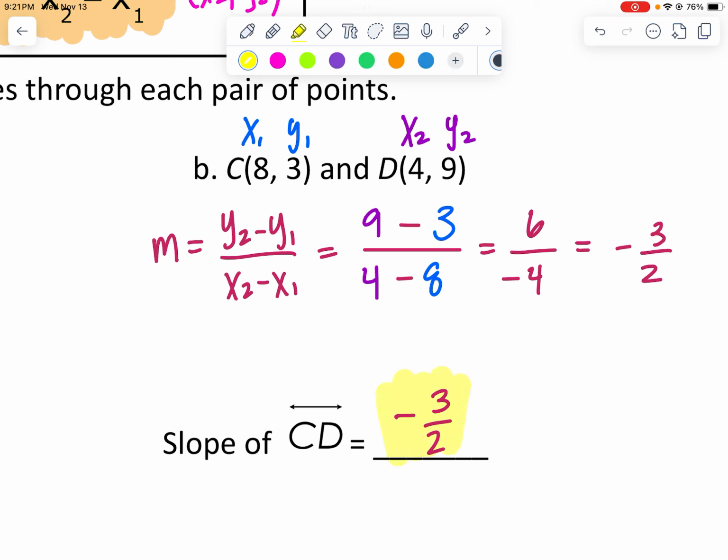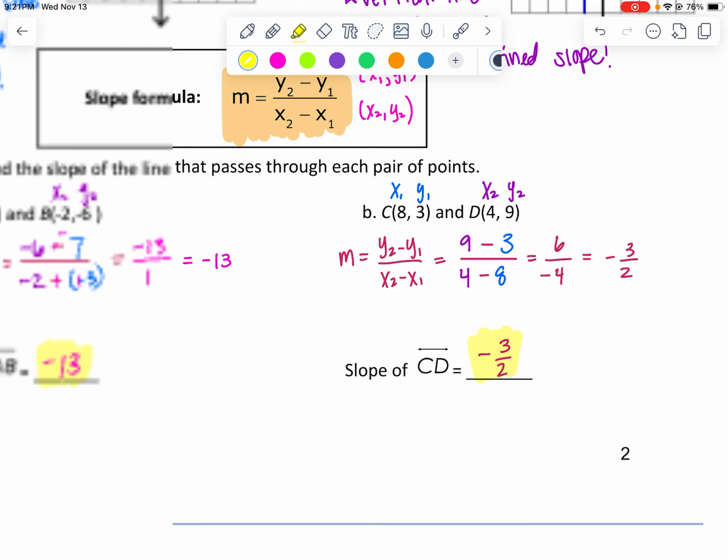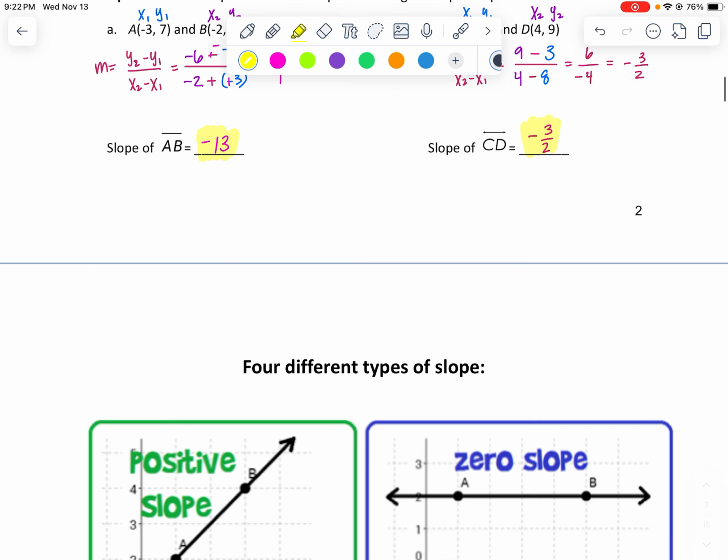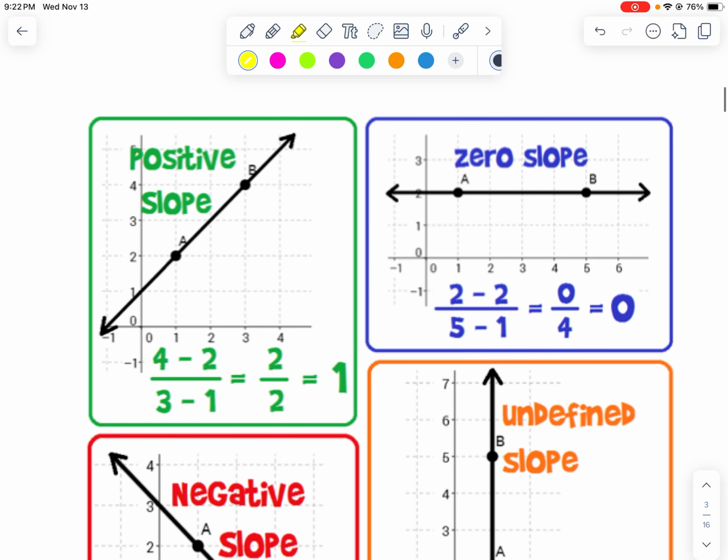Okay, so this is it, guys. The next page talks about what we already know about lines, right? If we have a line that starts going down but then keeps going up and up and up, this has a positive slope. We talked about the zero slope, right? This is when we have a horizontal line, and we know my slope is 0.